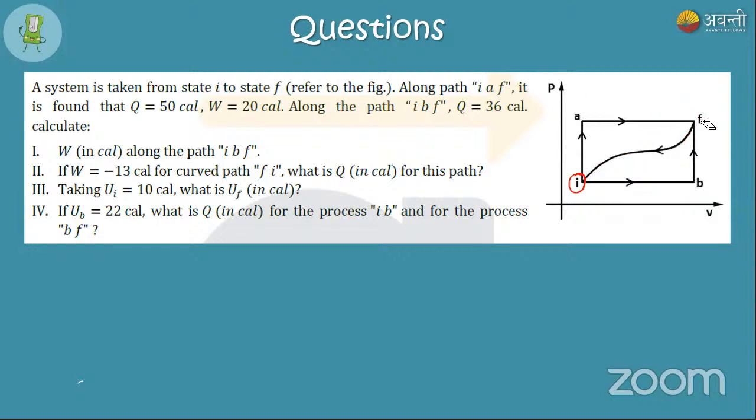Along the path IAF, they have given some information, so let us write it down. Along the first red-colored path, Q along the path IAF, QIAF, is equal to 50 calories, and work done along the path IAF is equal to 20 calories. It's given in the question very clearly, so nothing to worry about. Next, along the path IBF, Q is given as QIBF is equal to 36 calories. Calculate point number 1, WIBF.